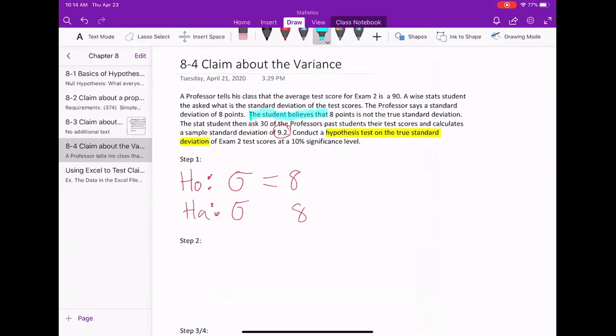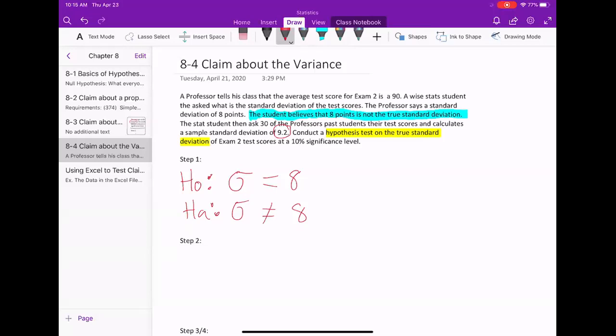The student believes 8 points is not the true standard deviation. So therefore, what is my inequality? It's the not equal sign. So don't jump to conclusions based off the numbers.